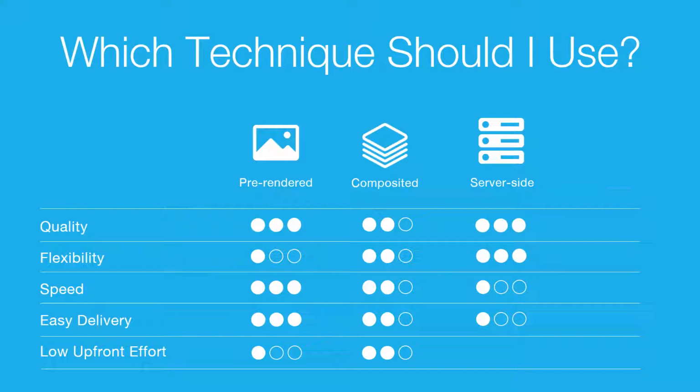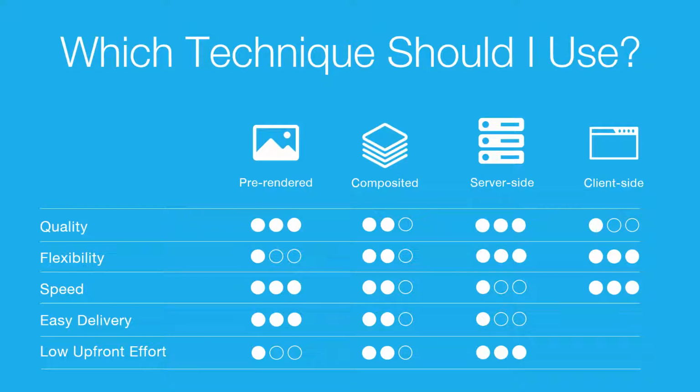Ease of delivery is also reduced because you have to have server resources to generate these images, and that might be GPU servers and so on. But there's no upfront effort because you don't have to generate any content in advance. When using client-side, the quality takes a big hit, but flexibility is great because you can generate everything on the fly on the client side.